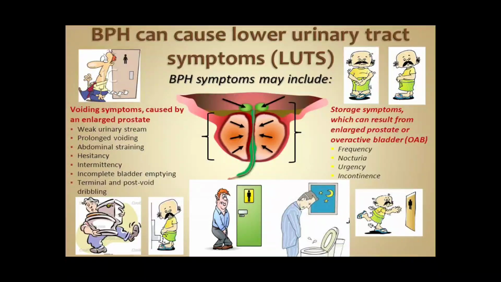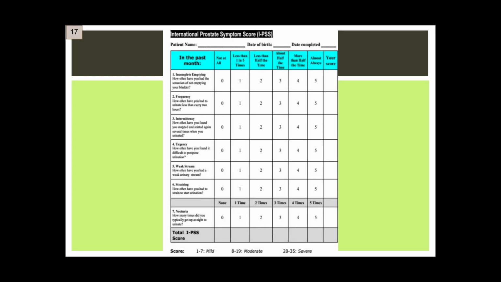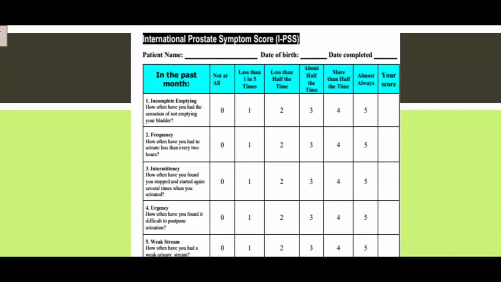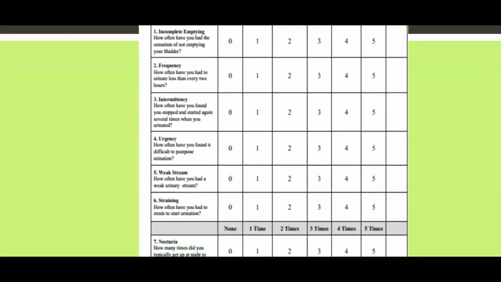So these are the various distressing symptoms of benign prostatic hyperplasia, because of which the patient has to seek treatment. And when he comes to the doctor, how does the doctor assess the symptoms of the patient? By the International Prostatic Symptom Score, IPSS. So he will ask various questions and scores will be given.